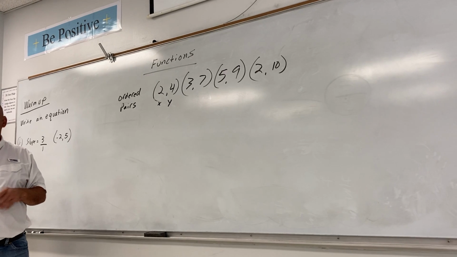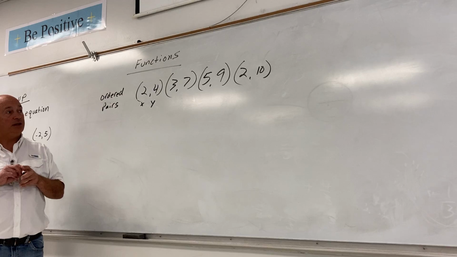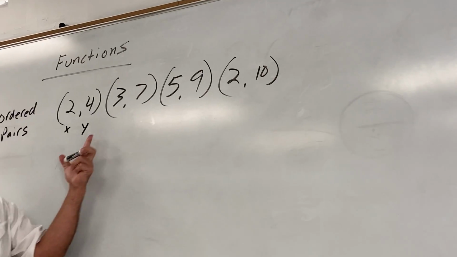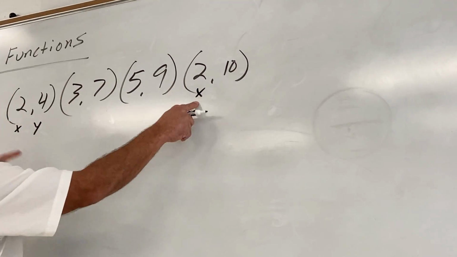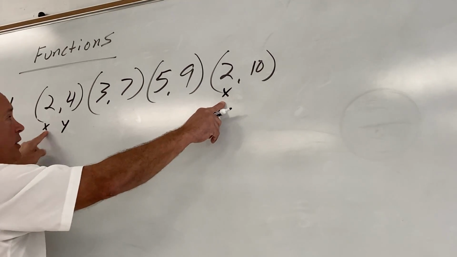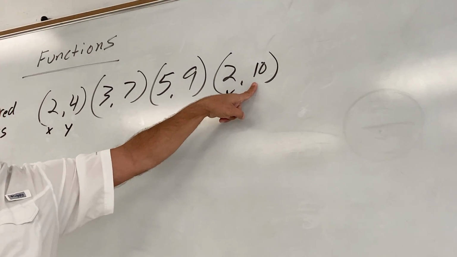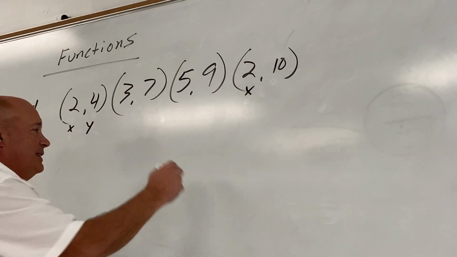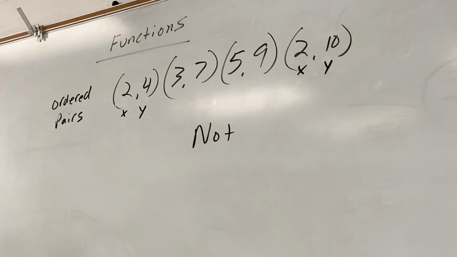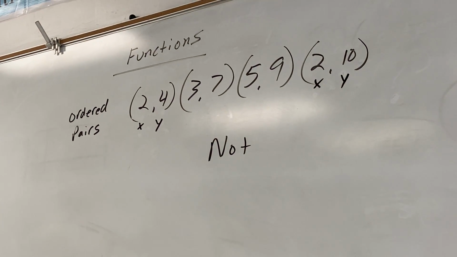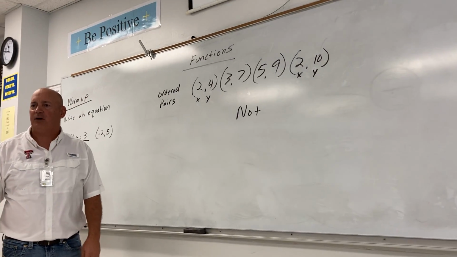Are you with it? Does 2 have any other boyfriends? Look carefully. Y'all see the same girl down here? Isn't that girl 2 again? Isn't that the same girl? Who's her first boyfriend? 4. Who's her second boyfriend? She's a cheater. That ain't gonna cut it. This is not a function because girl number 2 has a boyfriend number 4, and then she's got a second boyfriend number 10. That ain't according to the rule. No good. Are we clear?